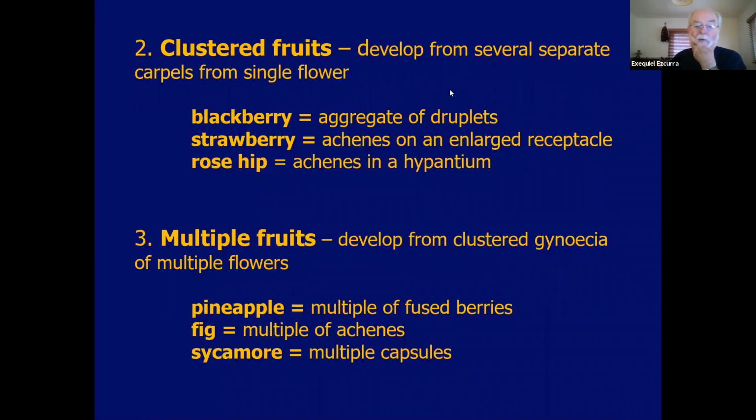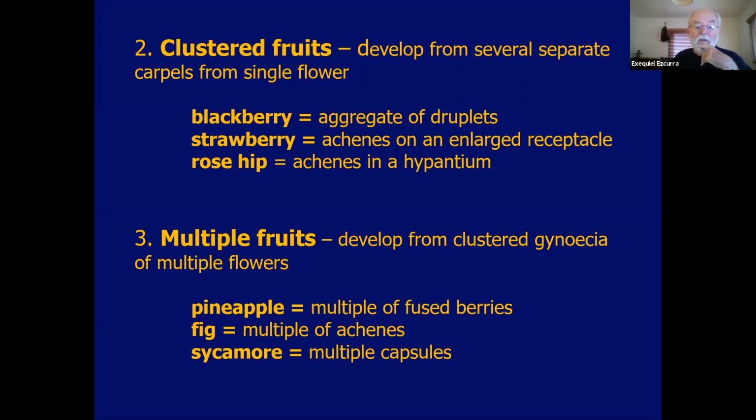Now, multiple fruits. Multiple fruits are formed from clusters of multiple flowers. And they're not very common in the California flora, but they're quite common in other parts. For example, the pineapple is really an aggregation of fused berries that form what seems to be a single fruit, but it's really an aggregation of flowers initially that fuse into a large structure of fused berries.